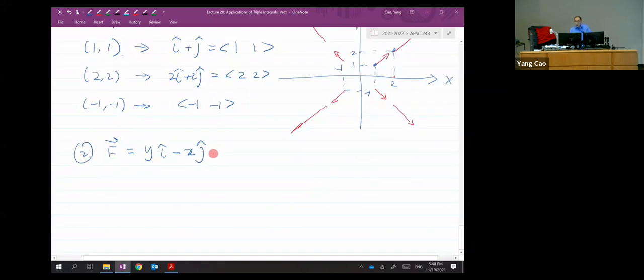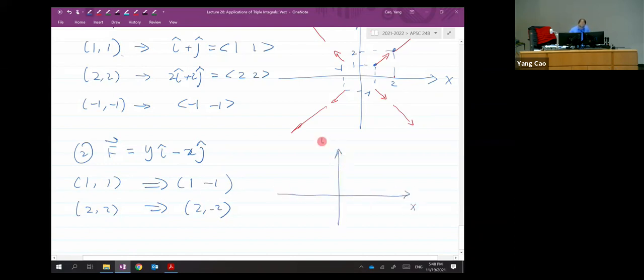If you want to manually sketch this, you can do exactly the same thing. Plugging in coordinates (1, 1), you end up with a vector (1, -1). If you plug in (2, 2), then you end up with a vector (2, -2). Then you can sketch these vectors within the XY plane by following the same procedure. First, find the (1, 1) location, and then attach this (1, -1) vector to this location.